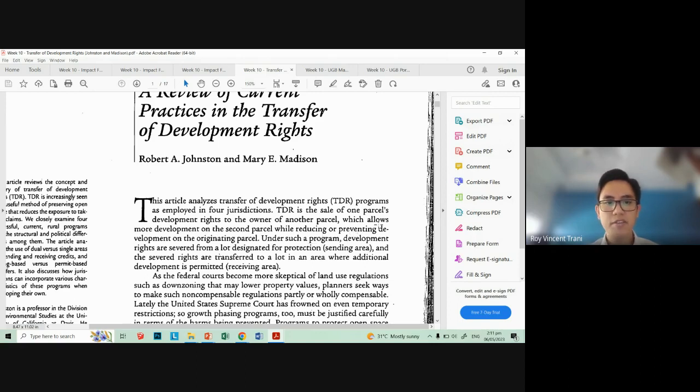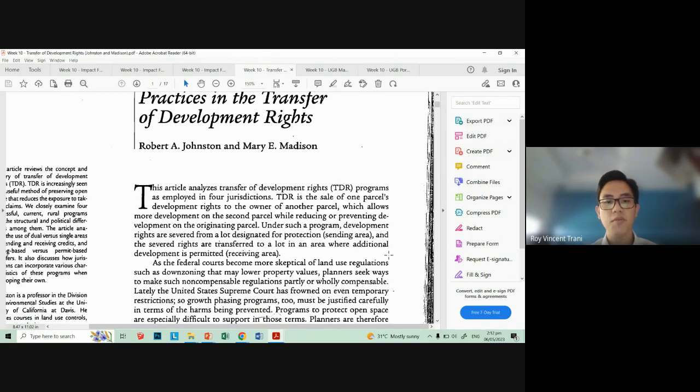So again, TDR is the sale of one parcel's development rights to an owner of another parcel, which allows more development on the second parcel while reducing or preventing development on the originating parcel. So under such a program, development rights are severed from a lot designated for protection, the so-called sending area, and the severed rights are transferred to a lot in an area where additional development is permitted, aka the receiving area.